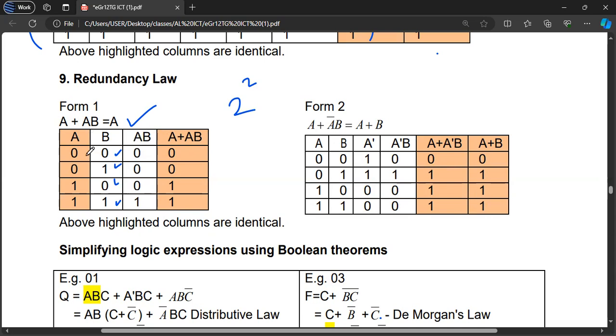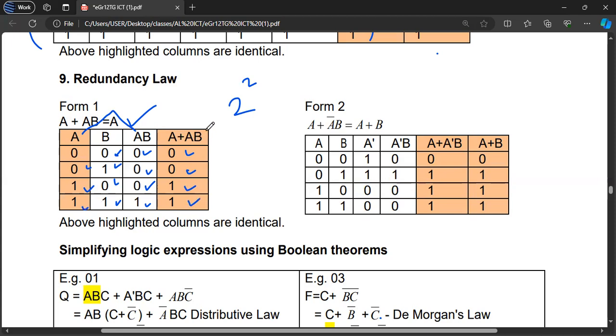A dot B, A into B. So 0 into 0 is going to give you 0. 0 into 1 is going to give you 0. 1 into 0 is going to give you 0. 1 into 1 is going to give you 1. Then A plus A dot B. That means this one you need to add with this one. So 0 plus 0 is going to give you 0. 0 plus 0 is going to give you 0. 1 plus 0 is going to give you 1. And 1 plus 1 is going to give you 1.